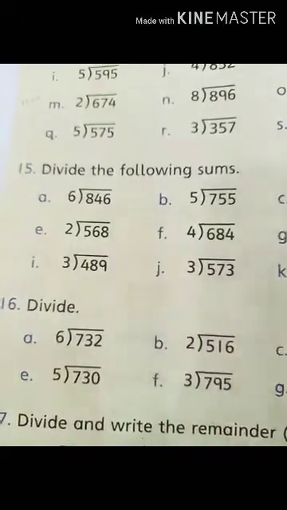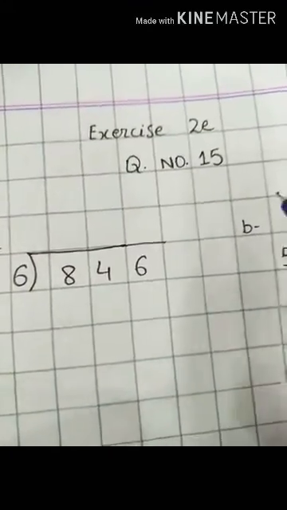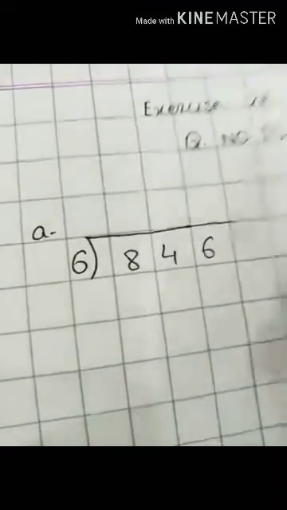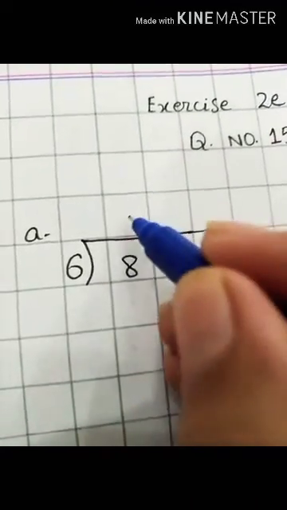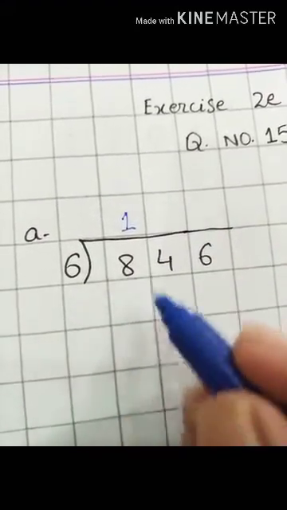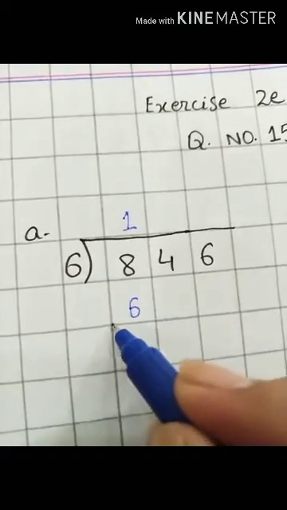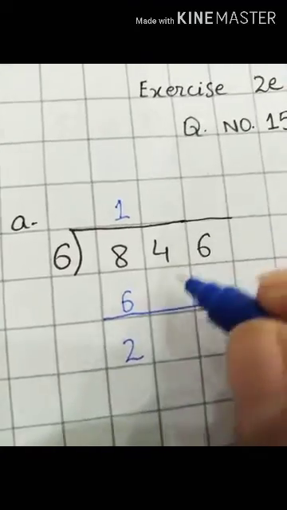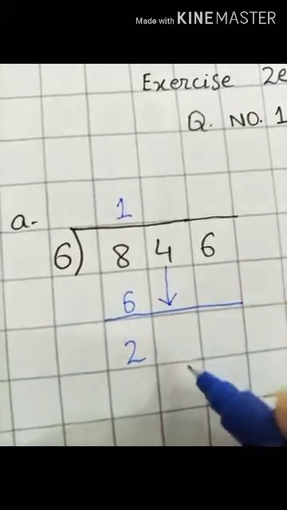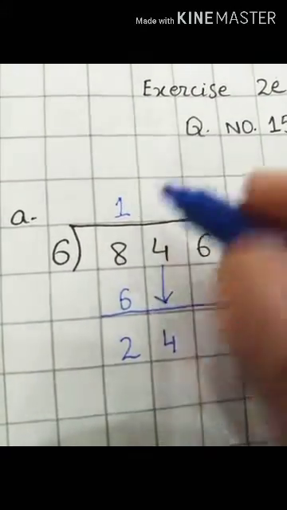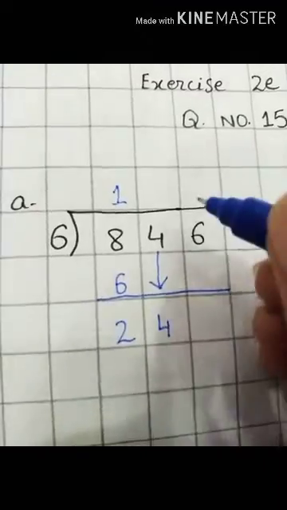So students, let's divide it. Here I am solving your questions in my notebook. Here is exercise 2e, question number 15, part 1. Okay, 6 ones are 6, because this 8 is greater than our divisor, so we can divide it easily. 6 ones are 6. In the next step, we are doing 8 minus 6, that is 2. So we will take this 4 down here because this 2 is smaller than my 6. This will become 24. So students, read the table of 6 till the number 24.